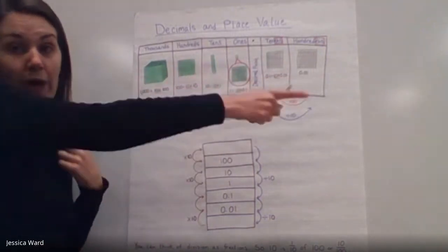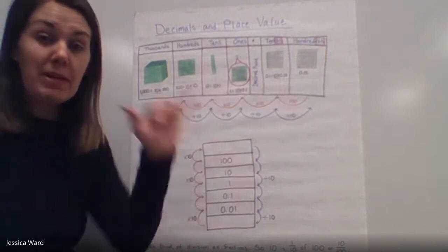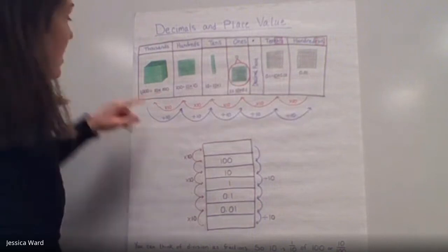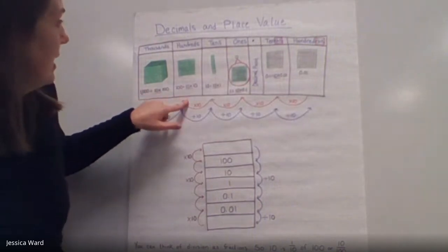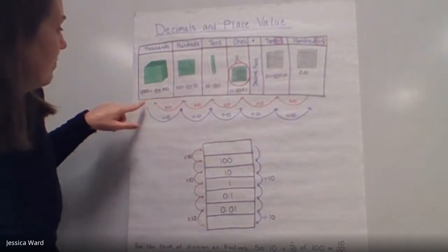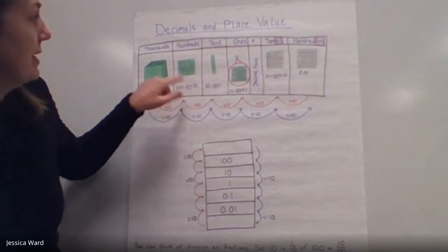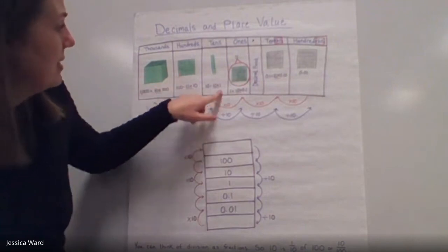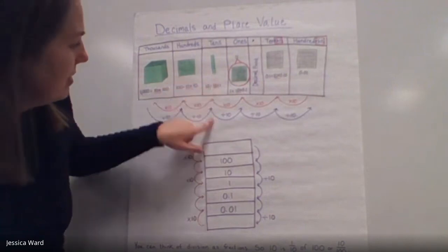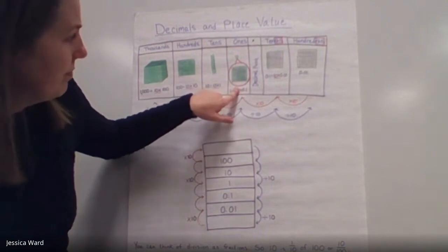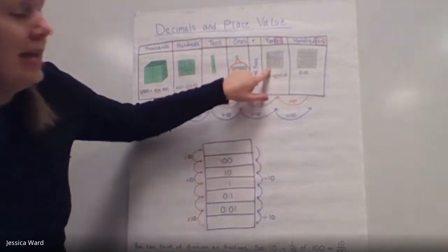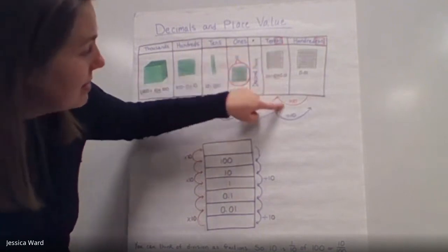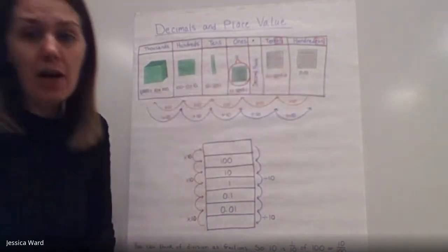Now, if we move to the right, we're going to be dividing, right? Because multiplication and division are inverses. They kind of work as opposites. So just like 10 times 100 is 1,000, 1,000 divided by 10 is going to get us back to 100. 100 divided by 10 is going to give us 10. 10 divided by 10 is going to give us 1. 1 divided into 10 pieces is going to give us tenths. And those tenths divided into 10 pieces will give us hundredths.